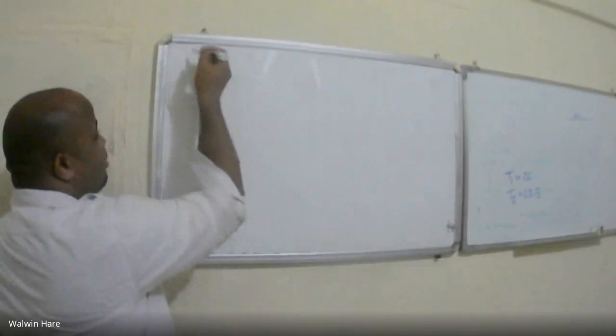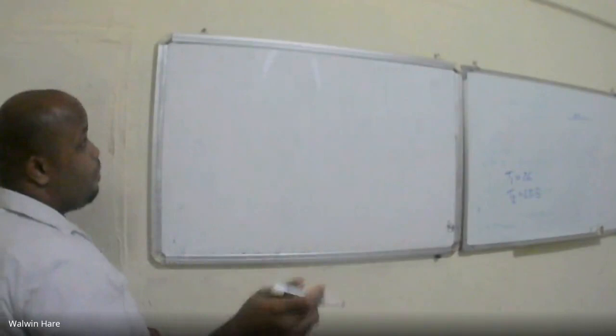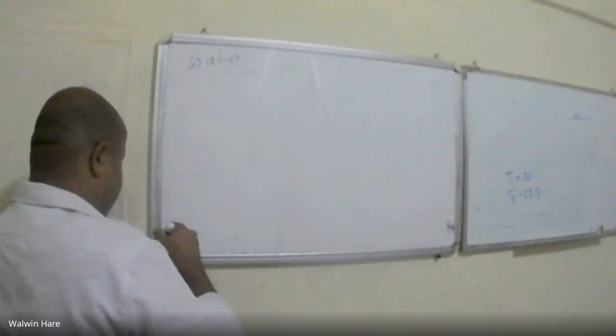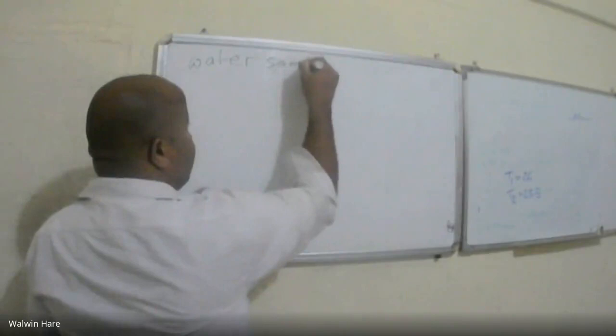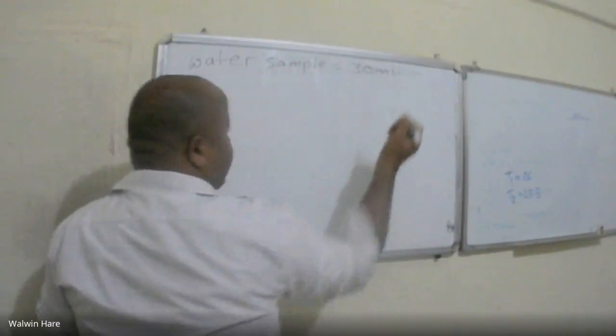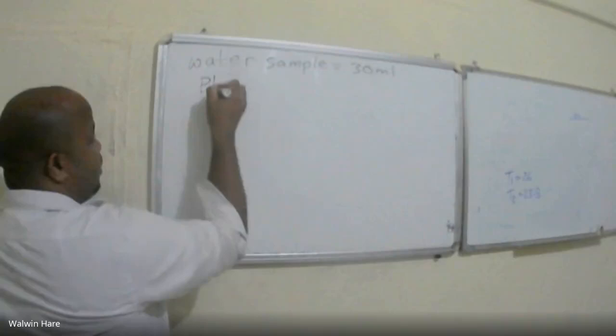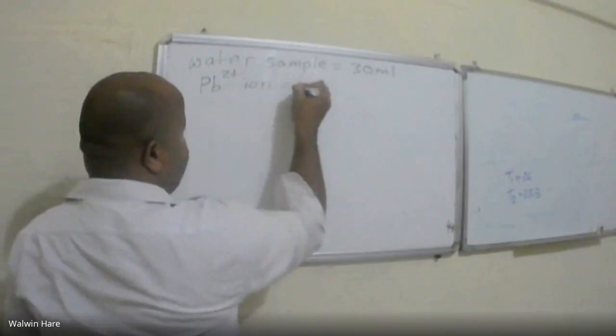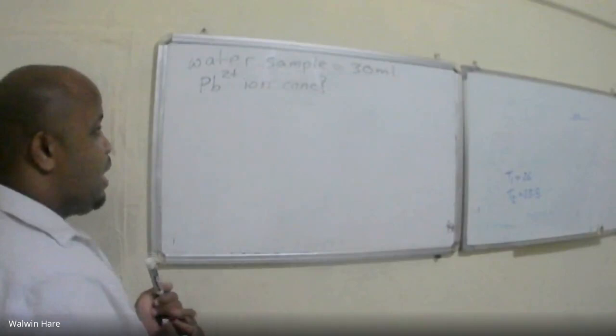All right, I'm just going to put the information, because I want to do the next other type of gravimetry. So let's say I have a water sample. Let's say I have 30 mL of a water sample, and they are interested in finding out the concentration of lead ions in it. So you want to find the concentration of lead ions.